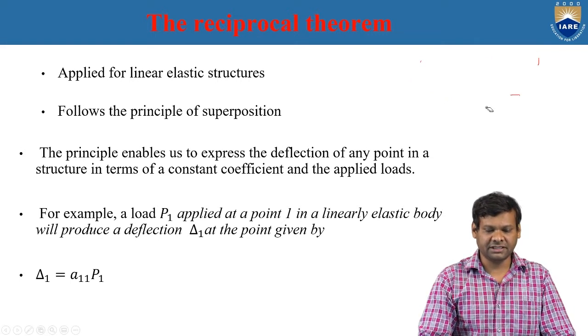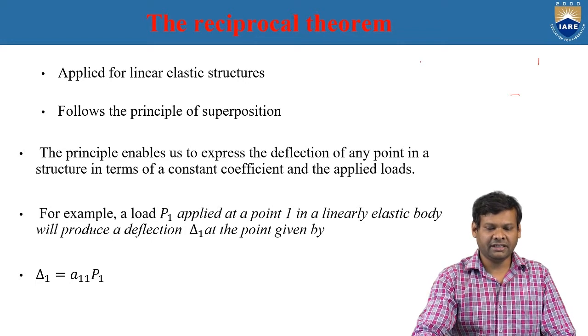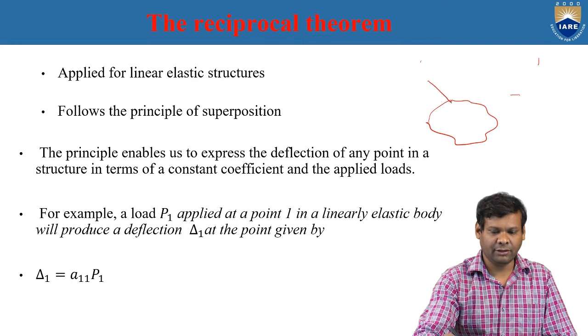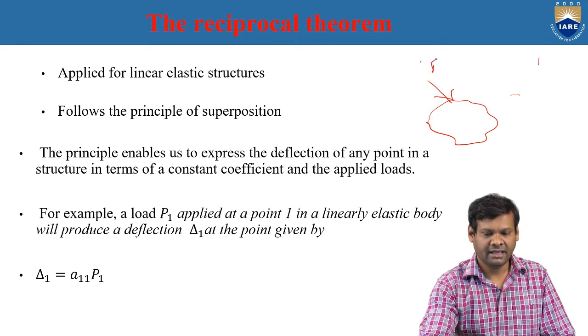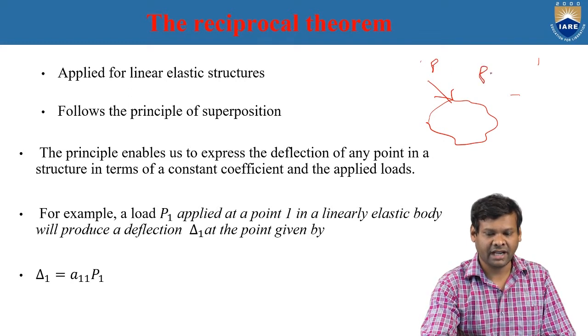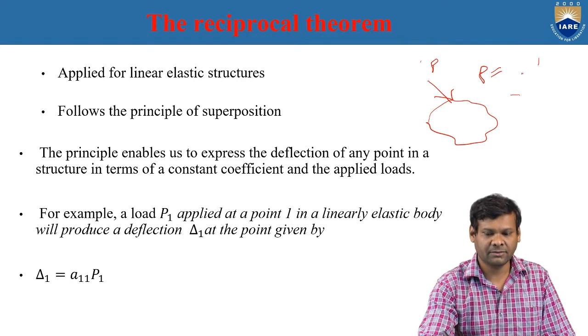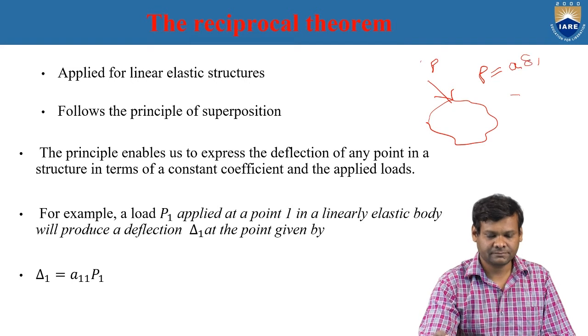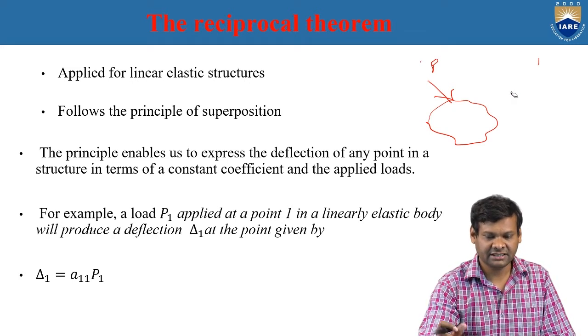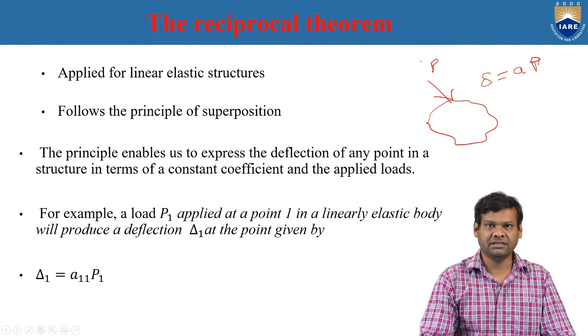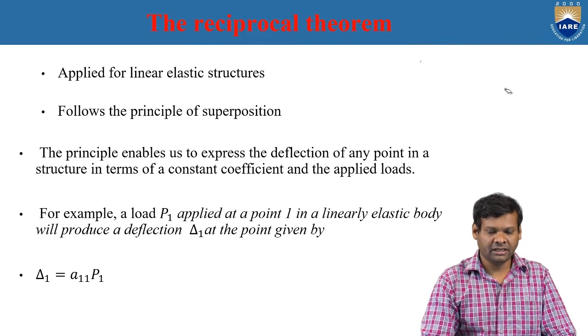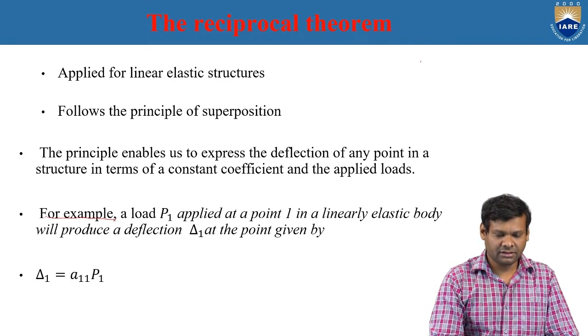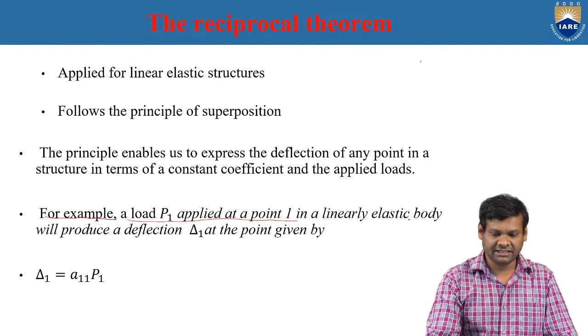The principle enables us to express the deflection of any point in a structure in terms of constants and applied load. When there is an arbitrary section and you apply a load P on it, the deflection can be represented as delta equal to some constant A times P. A is some arbitrary constant that depends upon the material. Let us look into it. A load P1 applied at a point 1 in a linearly elastic body will produce a deflection delta 1 at point 1.